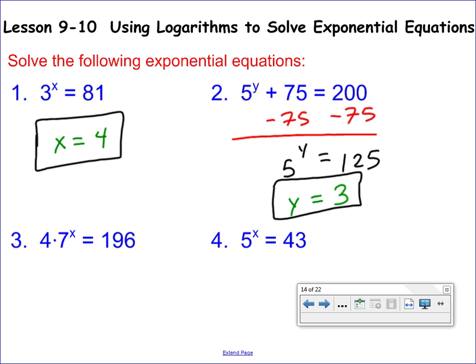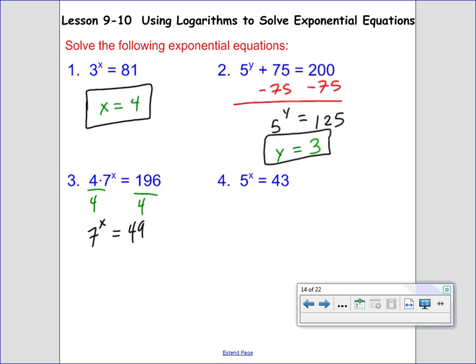Yes, let's divide both sides by 4. That gets 7 to the x alone, and 196 divided by 4 is 49. 49? Saved by the bell again, right? We can do this through inspection. What must x equal to make this equation true? Mark? 2, absolutely. And so far, we've been able to generate our values of x exactly using our knowledge of powers and exponents and our half sheet.